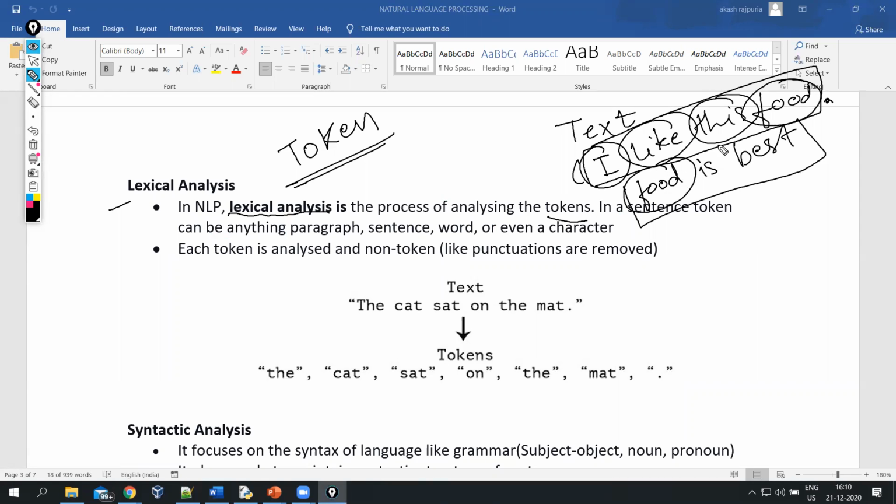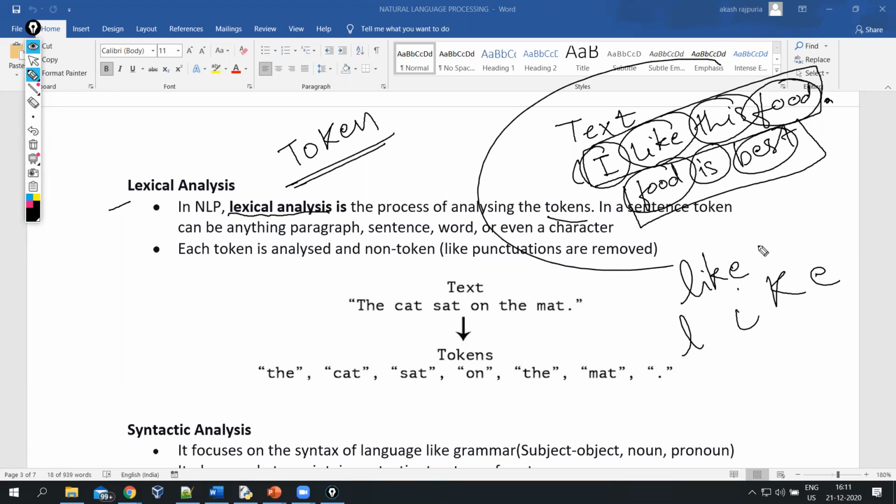Like as I said, each word can be a token. And you can further divide it, like each word has characters, like the word like has the characters L-i-k-e. So it depends on your situation, your tokens may change, but lexical analysis is analyzing the tokens. So tokens can be a character, word, sentence, or even a complete paragraph. If you have a Word document of 10 paragraphs, each paragraph can be a token. That depends on how you want to analyze the text. So lexical analysis is analyzing the tokens, but by default tokens are words.